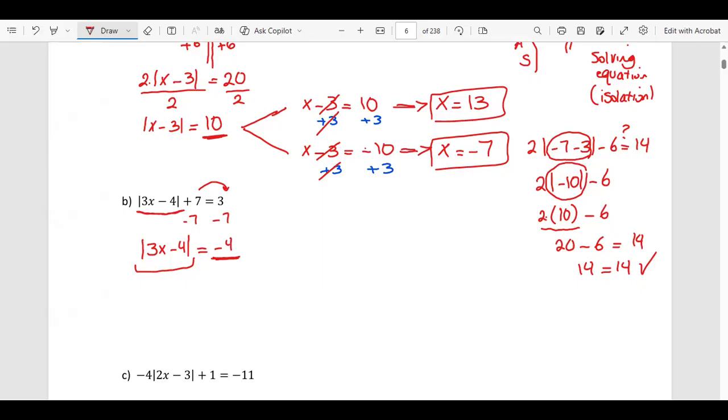So every time you isolate the absolute value and you see the other side is a negative number, you have to stop, because there is no way you can find any x that can be replaced for x in this equation. So in this case, we say there is no solution, because the absolute value side is positive and the other side is negative, and it should be positive.